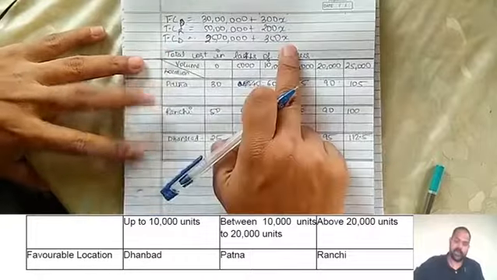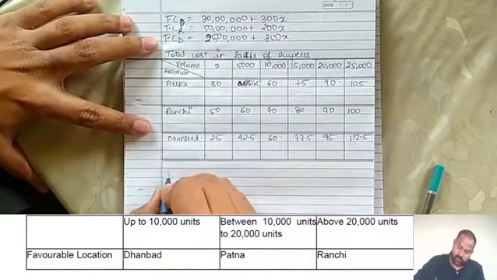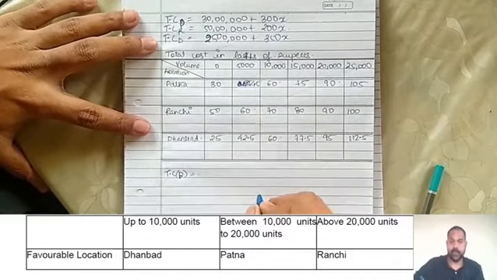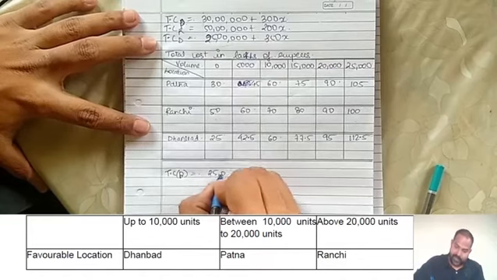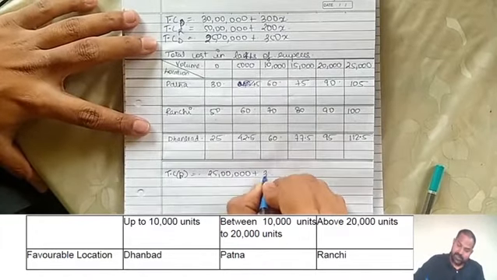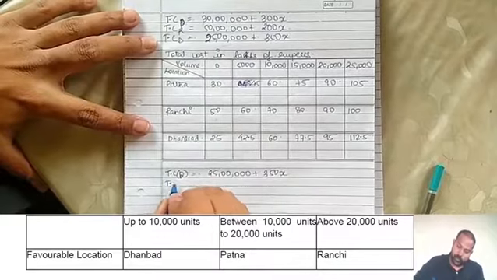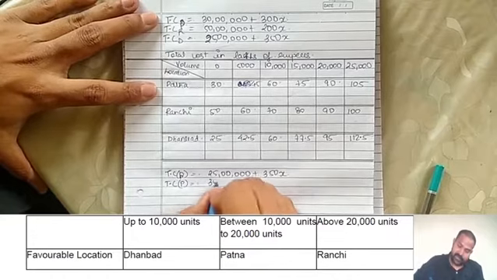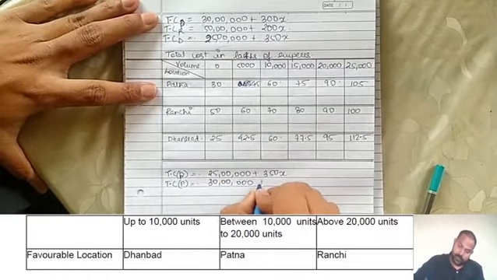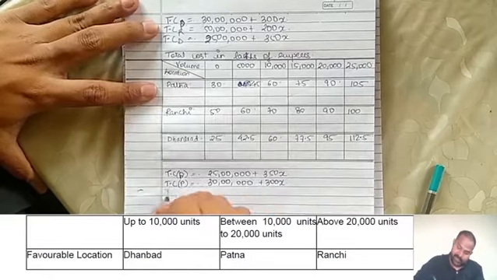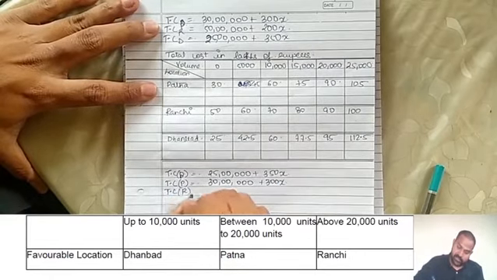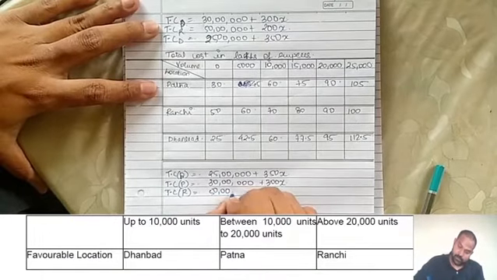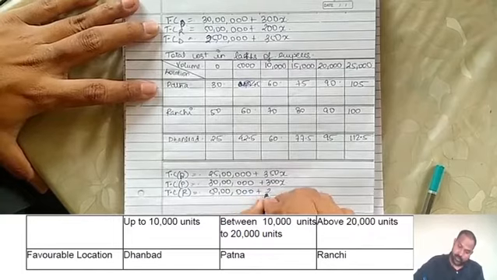Okay. So the fixed cost in Dhanbad is the lowest. Write that first. So total cost of Dhanbad, or I am writing it here in a bracket. Total cost of Dhanbad is 25 lakh plus 350x. Number 2, total cost of this will be Patna, because Patna is second, 30 lakh plus 300x. And last is total cost of Ranchi, which is 50 lakh plus 200x.